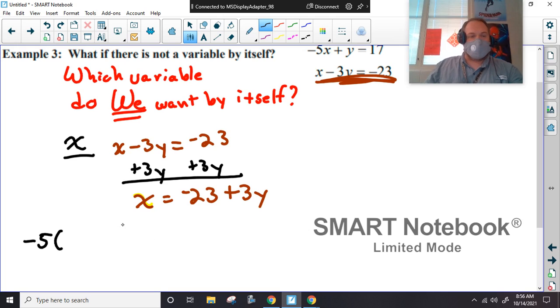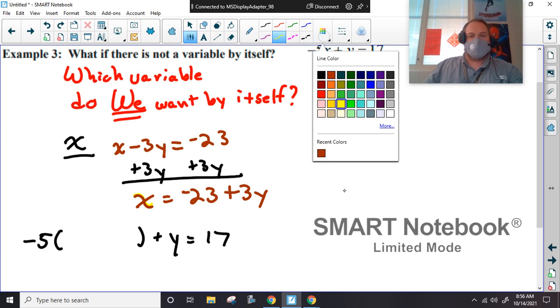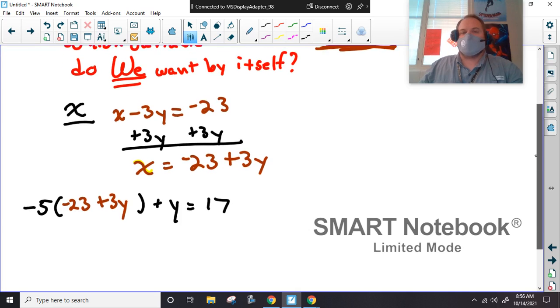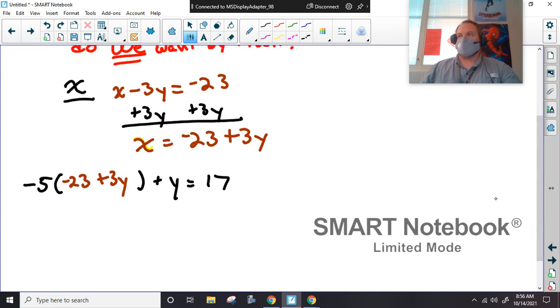So we're going to take this top equation, do parentheses where x used to be, and now we're going to plug in this. And then we're going to do the same process we have been doing. We're probably going to get a big number because we got 5 times 23 in there. It's okay. Big numbers are our friend because we all want to be really rich one day. You can't be really rich if you're scared of big numbers.